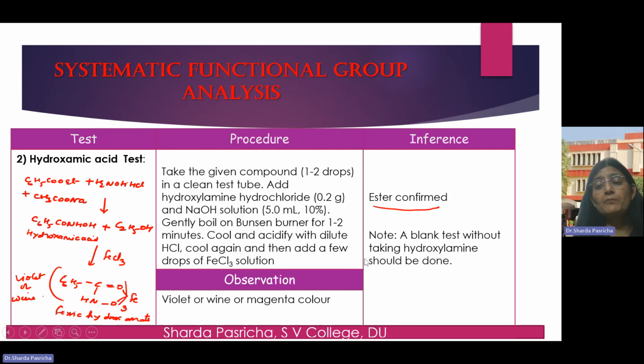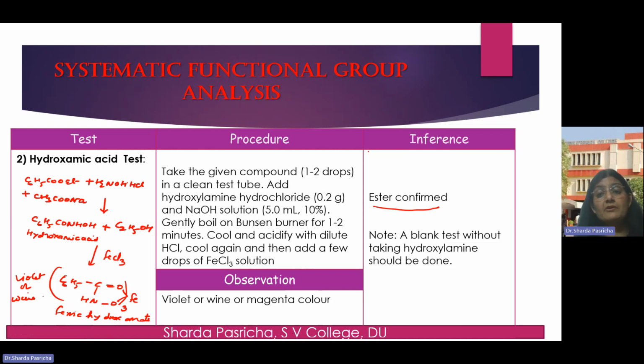Now it is important that you do a blank test here. Some phenols will also give you a violet, blue, or colored solution with ferric chloride. If that is the case, then this test is not useful for those compounds. So do a blank test. Repeat the same procedure, everything except for the fact that you do not add hydroxylamine hydrochloride while performing this test. Okay, so if you are getting a violet coloration or a wine color or a magenta colored solution, then do not perform the hydroxamic acid test for these esters.